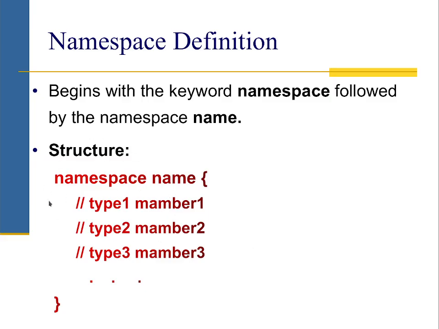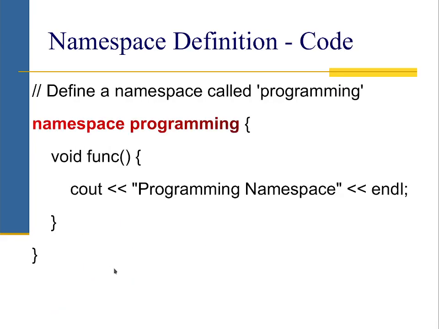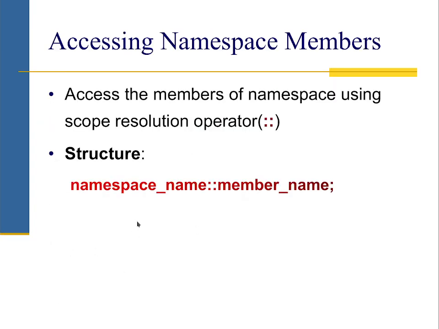You begin with the keyword namespace and the name you want to give your namespace. Basically, it looks something like this. You declare a namespace, and here we are saying our namespace should be called programming, and it should have this inside. And this is how to access its members: namespace name, double colon, and the member name.